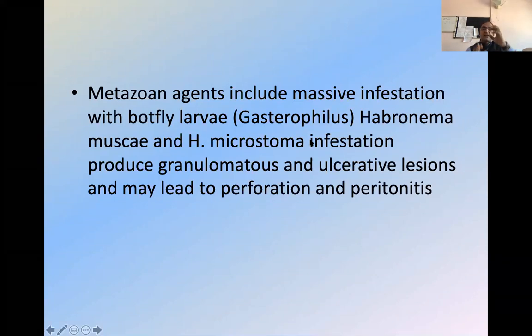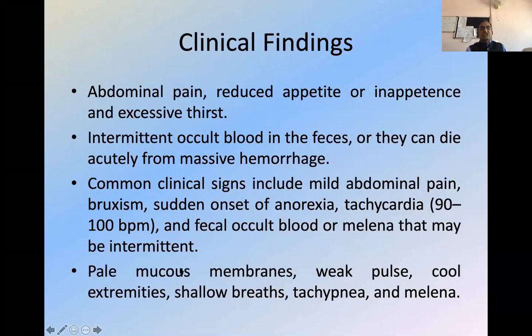lesion, a round, ball-shaped, ulcerative lesion is produced there, and it looks like some tumor-like growth has occurred. It may also lead to perforation of the abomasum, and when there is perforation of the abomasum, peritonitis is induced because the food particles start coming out from the abomasum into the peritoneal cavity. So this is the pathogenesis.